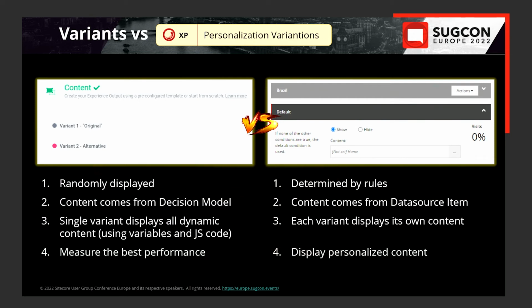And last but not least, in the CDP, the idea behind using variants is just to measure what has the best performance. Again, it's a mixture of testing and personalizing. So you can have multiple variants just to show, for example, a different color and see which of them works best. While in XP, the variations are just there to display the personalized content, and that's all. Okay, cool.